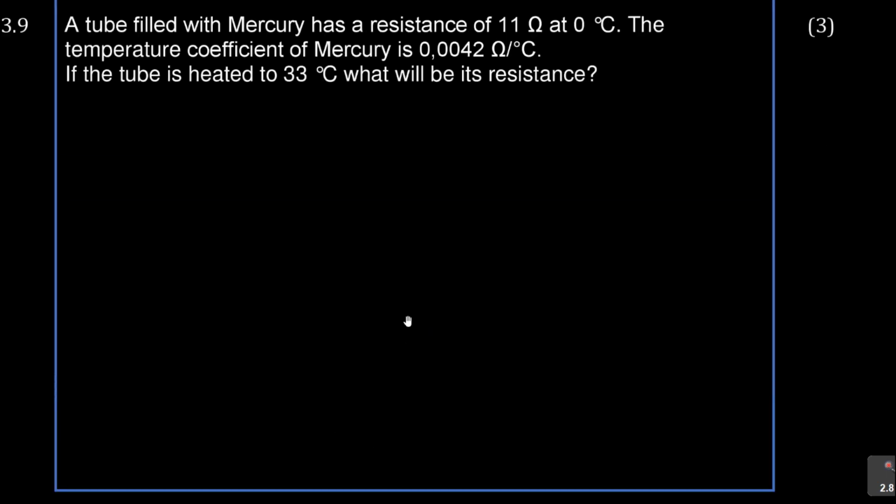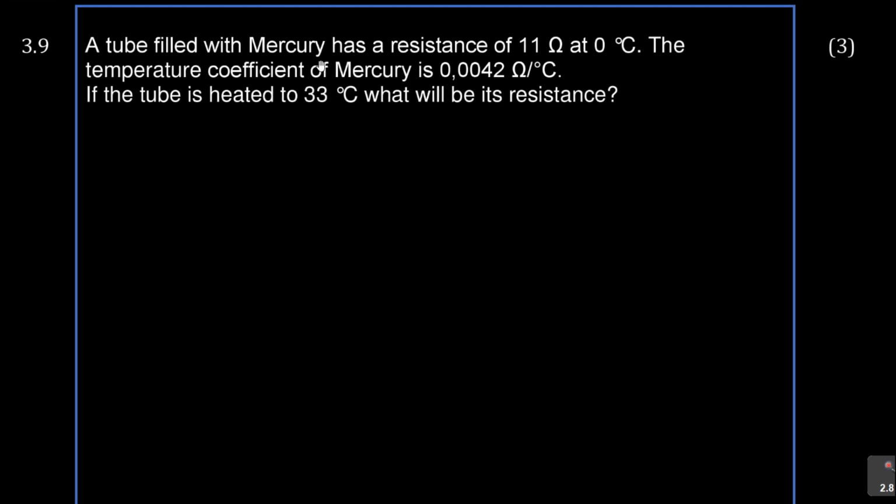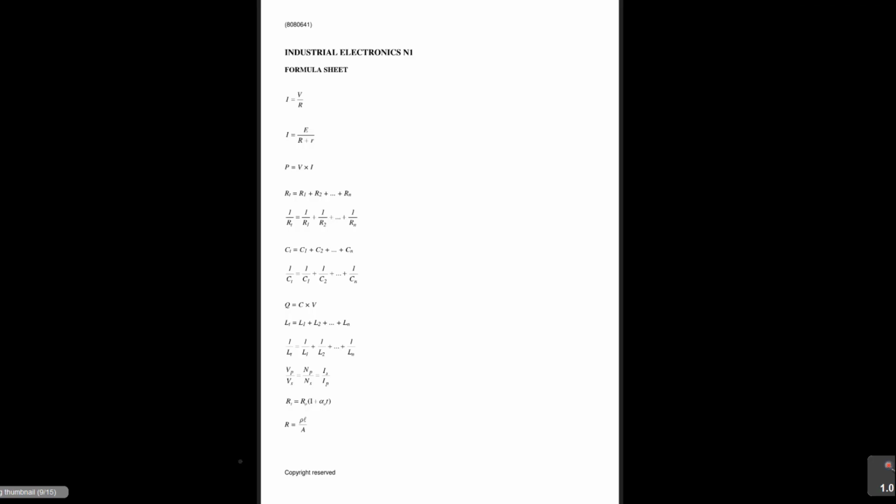What is the next one saying? It's saying a tube filled with mercury has a resistance of what? There it is. At 0 degrees. The moment they give you this 11 at 0 degrees, they are talking about temperature. Now temperature and resistance, and at 0 degrees it's your R0. You see that? At 0 degrees. The temperature coefficient of mercury finds that if the tube is heated to 30 degrees, what is that? And you can see the formula already. It is this formula where they talk about temperature.